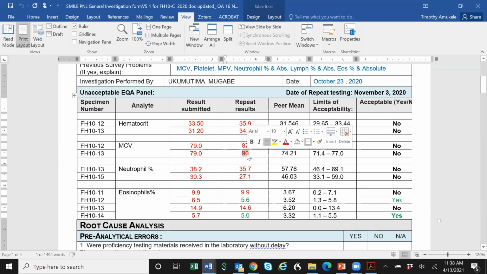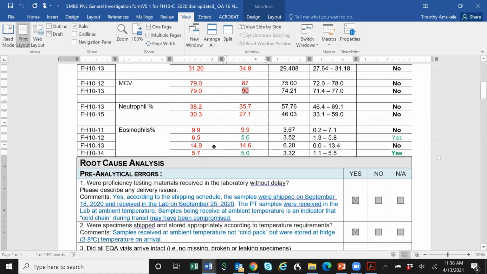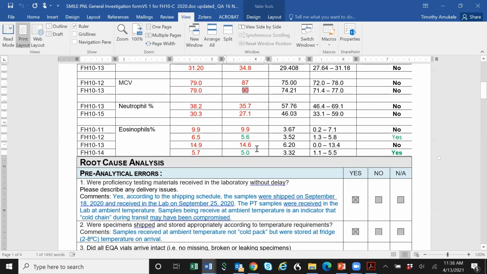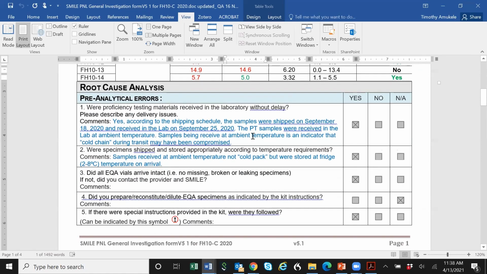Same for neutrophils, same for eosinophils. So everything is going in the same direction, and we still have the problems we had before. For 2 of the eosinophil values, we improved, but still for 2, we failed. And so we come to the next section, which is a root cause analysis.